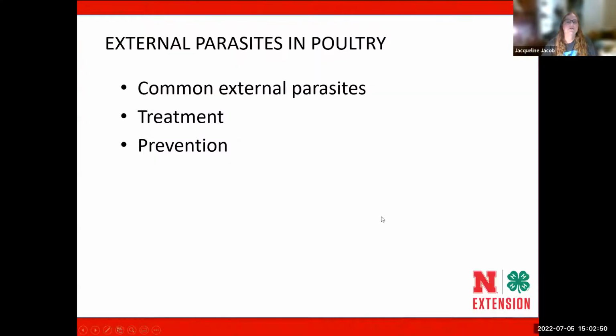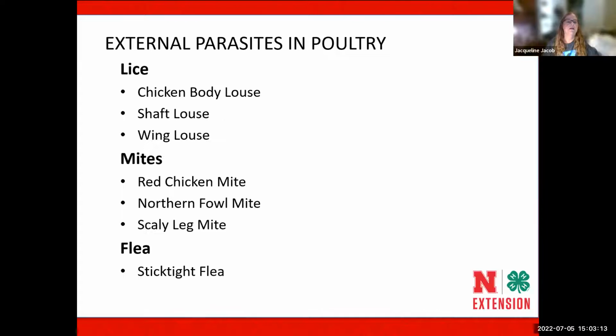Okay. So the outline of the presentation he put together was to discuss some of the common external parasites and how to treat poultry for external parasites. It is always easiest to prevent parasites rather than trying to deal with them. So he highlights three types of external parasites: lice, mites, and fleas. We'll go through each of these separately.